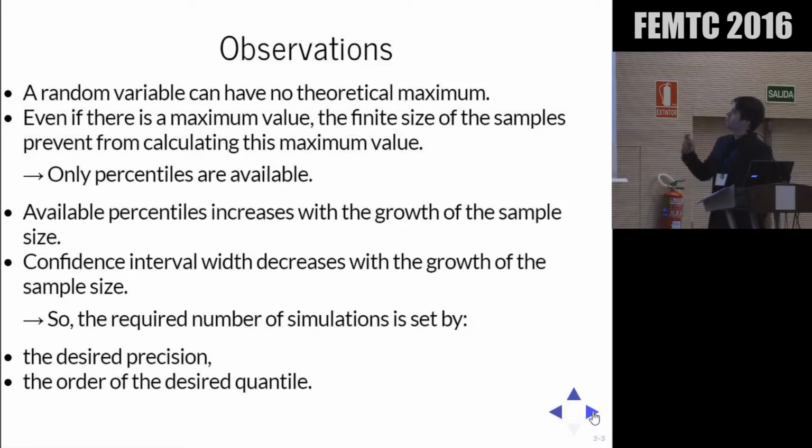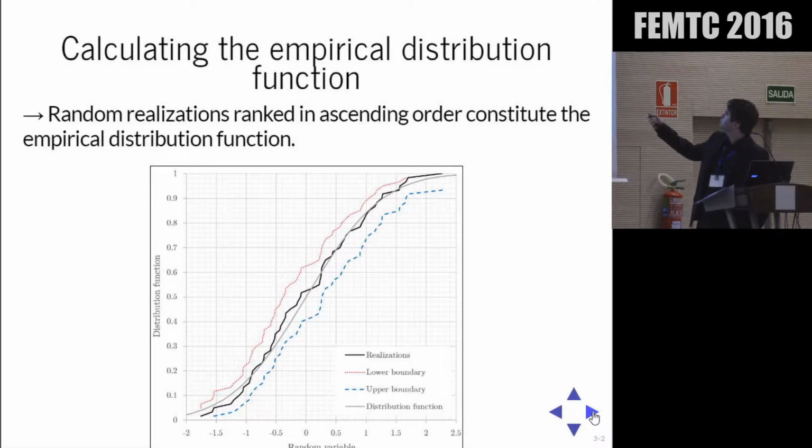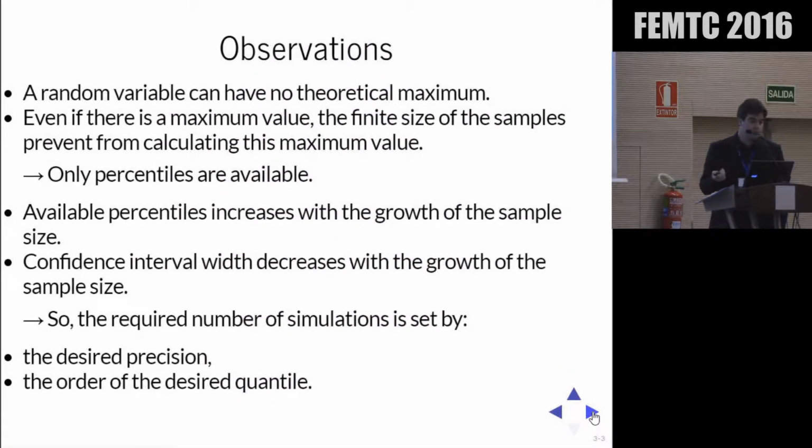The following observations come from the previous figure. A random variable can have no theoretical maximum. And even if there is a maximum value, the finite size of the sample prevents calculating this maximum value. We can see on the right corner that we cannot reach the theoretical maximum value, and so only percentiles are available. These available percentiles increase with the growth of the sample size, and the confidence interval width decreases with the growth of the sample size, which is an interesting property. So the required number of simulations is set by the desired precision and the order of the desired quantile.